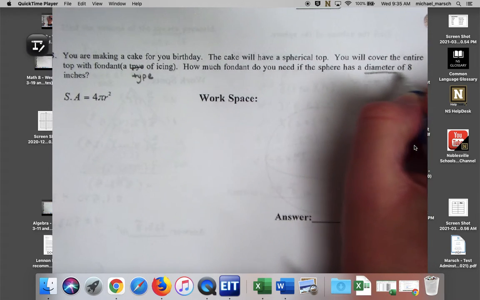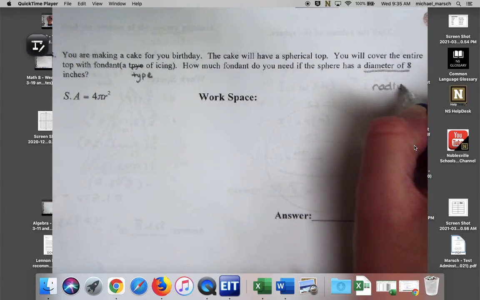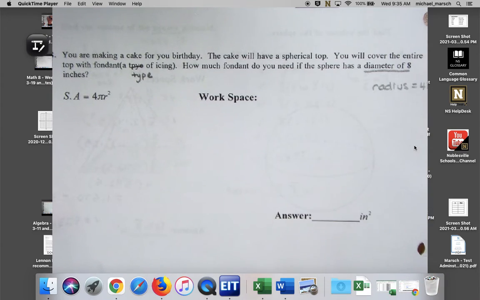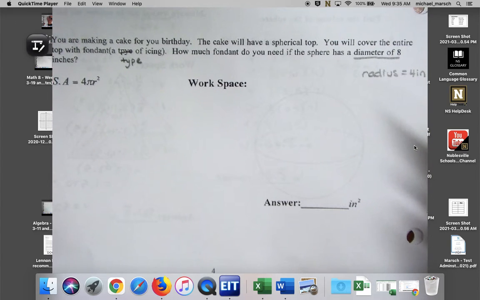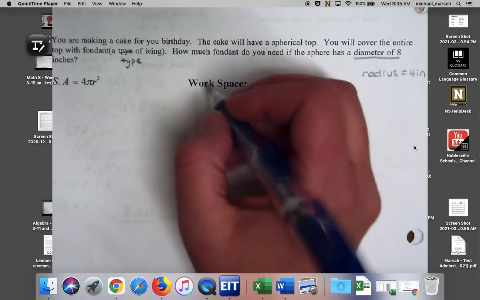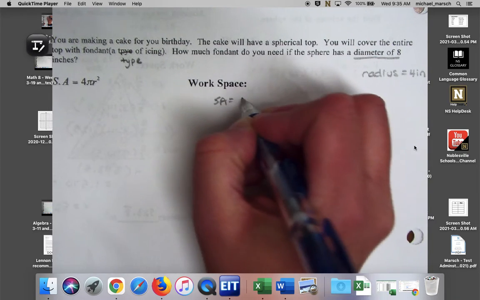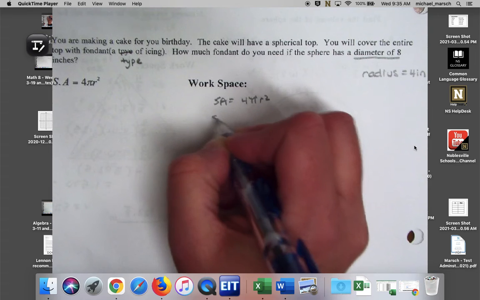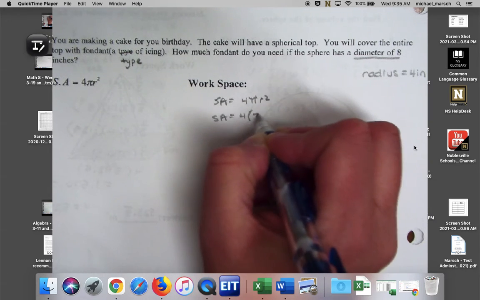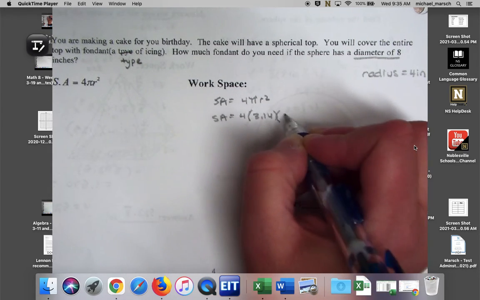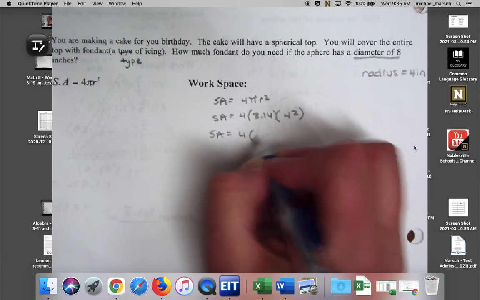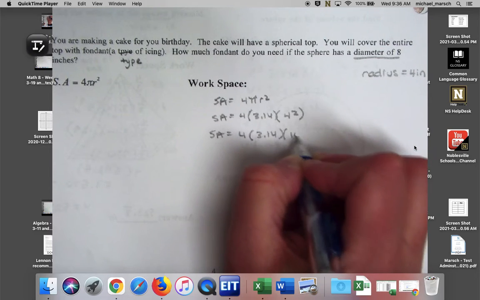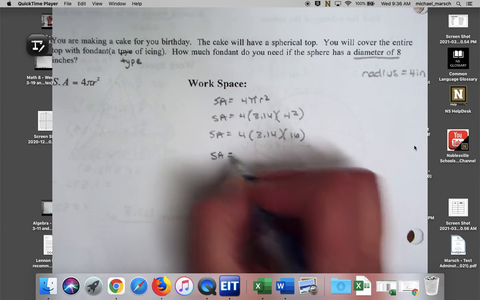Okay, so here we go. We have diameter again, which means we need to change this to radius of 4 inches. So we're going to use our formula and find how much of that horrible tasting icing we need. All right, so surface area equals 4 pi r squared. 4 times 3.14 times 4 squared. 4 times 3.14 times 16.